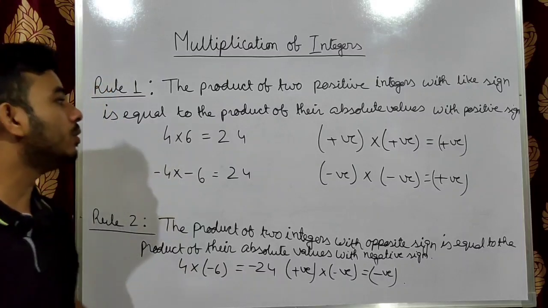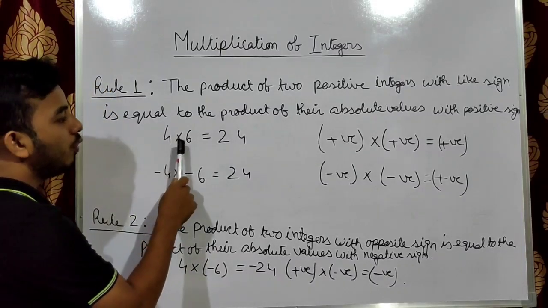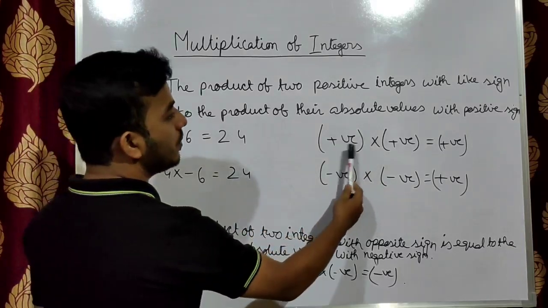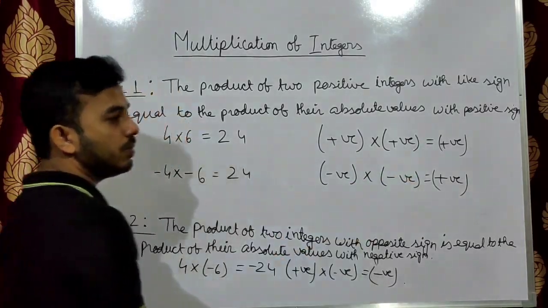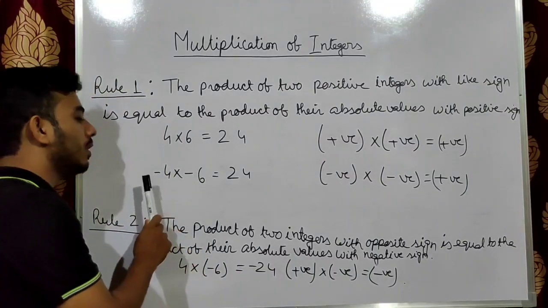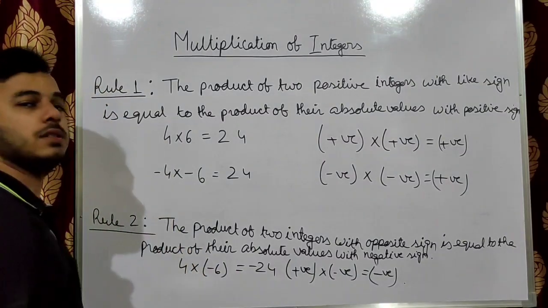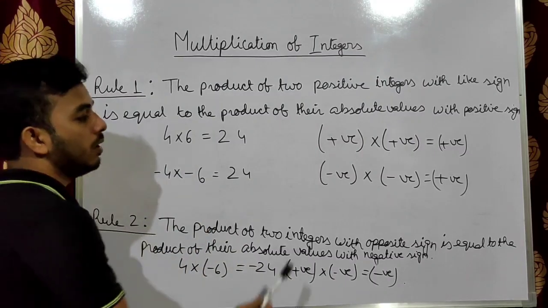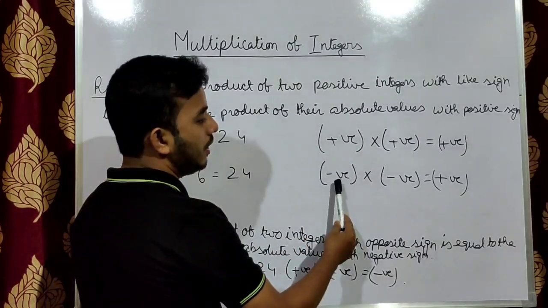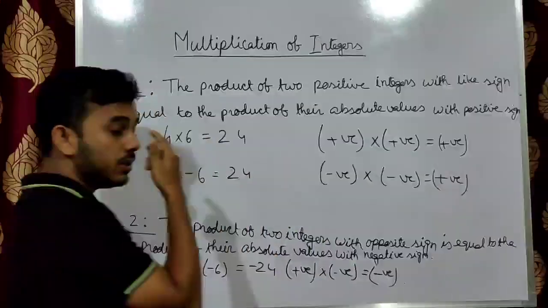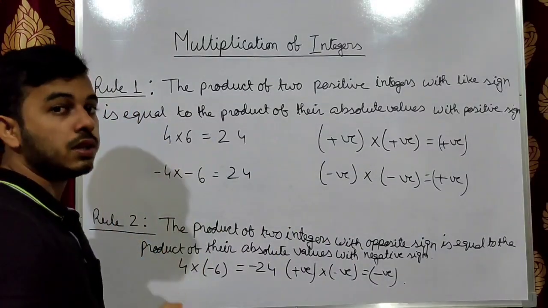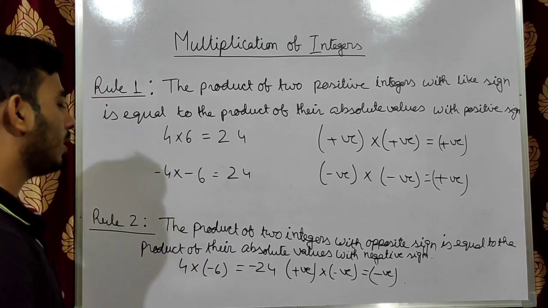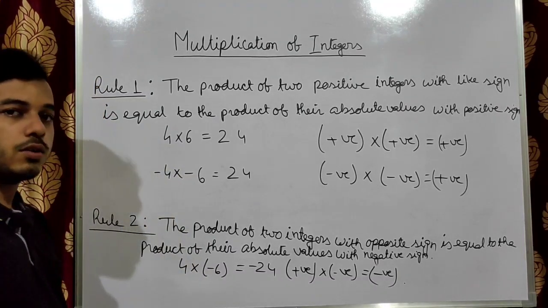For example, I have shown you 4 into 6, 4 into 6 is 24. So positive into positive equals positive. Now next is negative, minus 4 into minus 6, this result is also 24, since negative into negative equals positive, that is, if we multiply two negative numbers, the result becomes positive. Clear? Okay. Our next rule is the product of two integers.